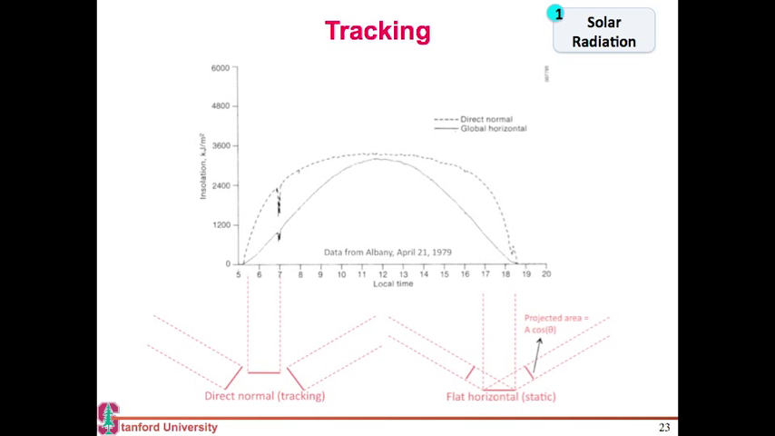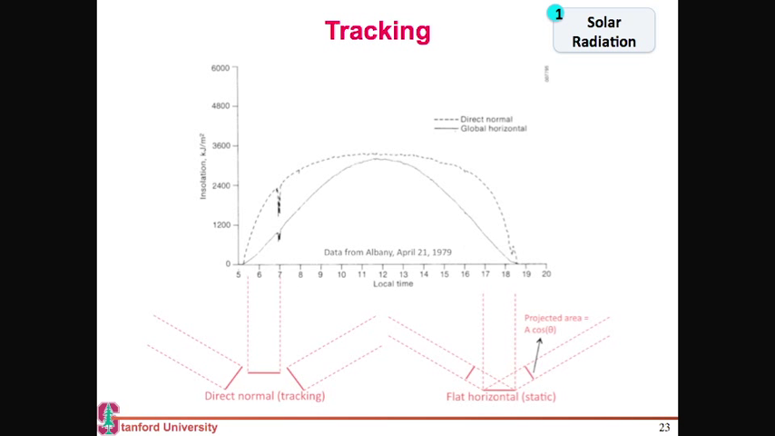Also, another thing which is very important is that you need to track this radiation. This radiation, or this energy hitting, would depend on whether it's morning or evening, from 5 a.m. in the morning to 6 p.m. in the night. And if you do nothing to your cell, if you leave it just flat, the amount of radiation hitting would look like this.